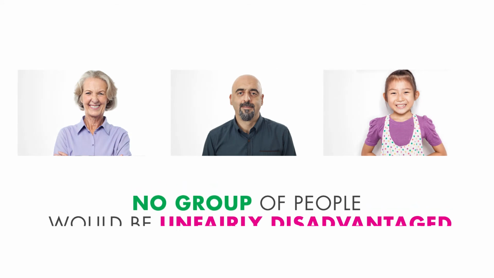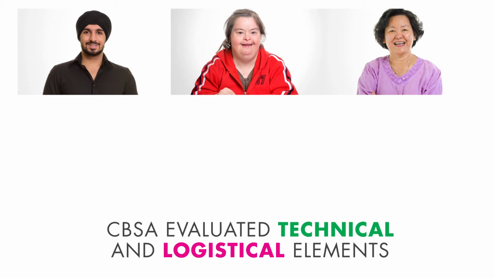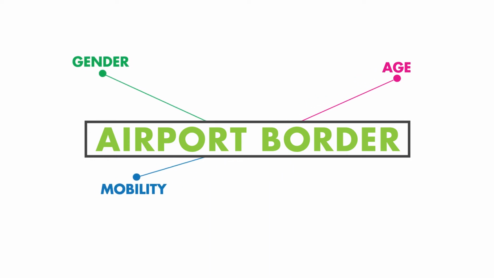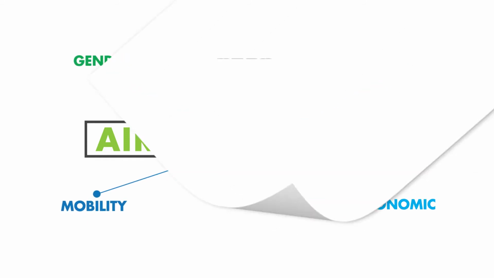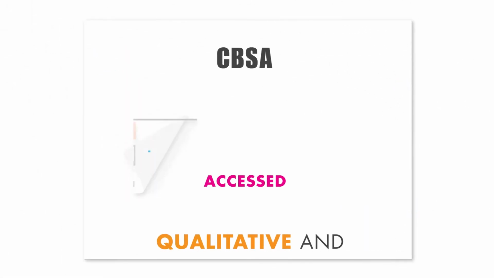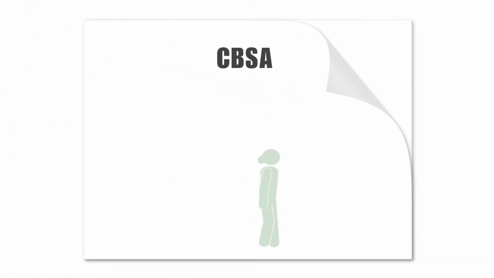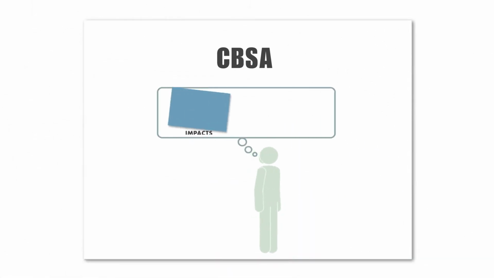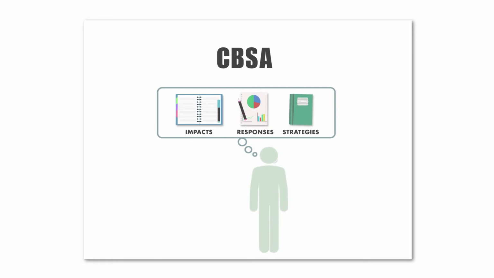To ensure that no group of people would be unfairly disadvantaged by this technology, CBSA evaluated technical and logistical elements of the airport border inspection experience by looking at gender and other intersecting factors, including age, mobility, and socioeconomic considerations. To do this, CBSA accessed qualitative and quantitative data from academic publications, statistical sources, and research papers to help identify the different impacts on different groups and plan potential responses and mitigation strategies.